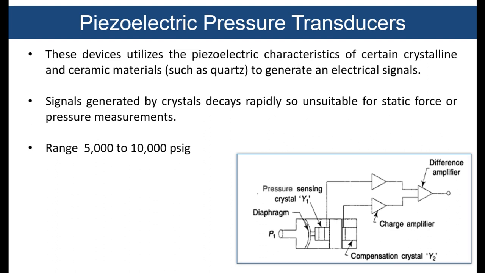Whenever pressure P1 is applied, there is a change in movement of the diaphragm, and as per that movement, the pressure is sensed by crystal 1, and that data is transmitted to the charge amplifier. The charge amplifier transmits the data to the difference amplifier, and that data is read in terms of pressure, how much pressure is being applied at P1, in the form of an electrical signal.